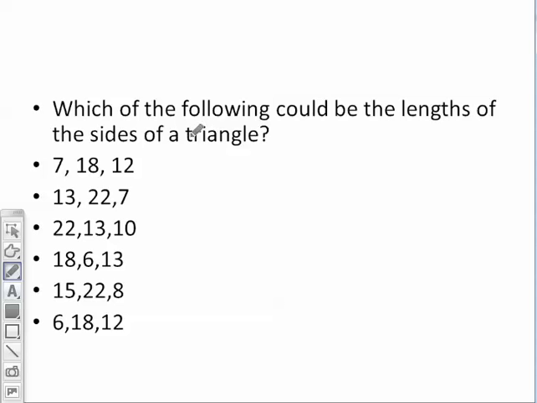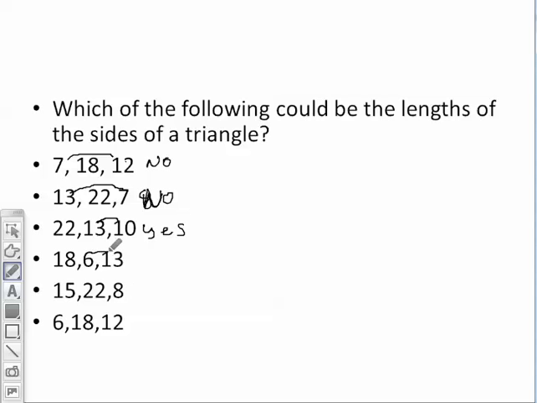Okay? Now this one, which of the following could be lengths of the sides of a triangle? Remember what I told you. Add the two smallest ones. If it's greater than the other one, then we're good. 7 plus 12 is 19. 19 greater than 18? No, not a triangle. 13 plus 7, 20. Is that greater than 22? Yes. No, I'm sorry, no. 20 is not greater than 22. No, not a triangle. Okay? 13 plus 10, 23. Is that greater than 22? Yes. That one is a triangle, or could be a triangle.